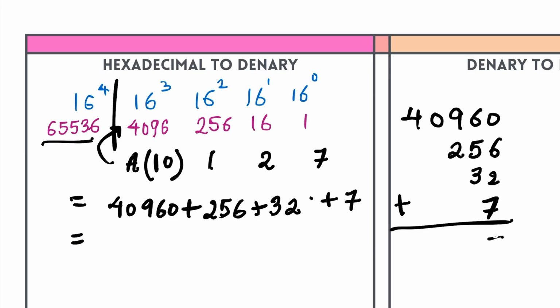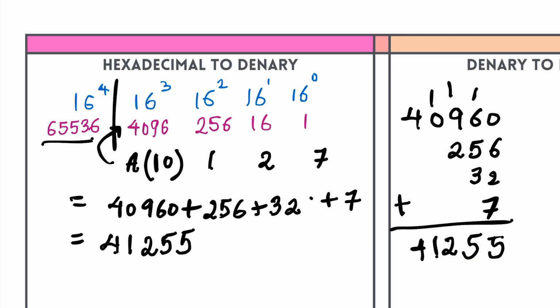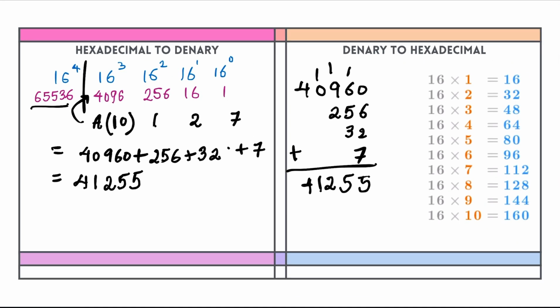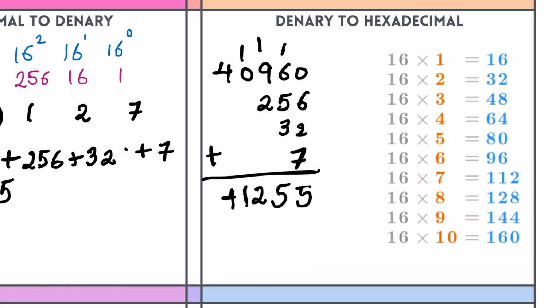So this is going to be 5, carry 1. You're going to have 5, 6, 12, 13, 14, 15 again. Okay, and you have 12. You're going to carry the 1, and you're going to have 4. So yeah, so hexadecimal A127 to denary is 41255. That is it. Okay, and let's move on to the last part, which is from denary to hexadecimal.